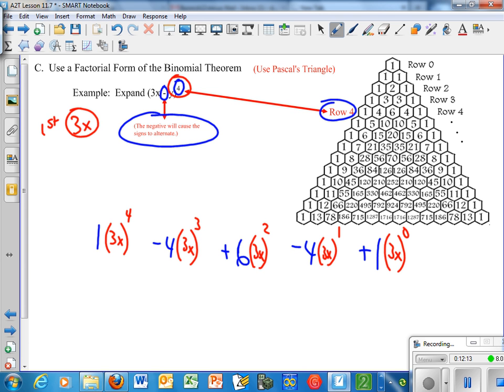Okay, now we're going to do the second term. Now the second term is just y. We've already taken care of the signs with the negative causing the signs to alternate. So now I'm going to go y to the 0, which is just going to be 1. Then I'm going to go y to the first, y to the second, y to the third, and y to the fourth.